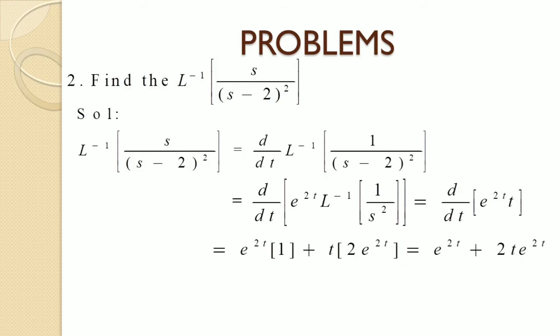So keeping e power 2t as it is and differentiating t, we get 1, plus keeping t as it is and differentiating e power 2t, we get 2 into e power 2t. Which is equal to e power 2t plus 2 into t into e power 2t. Now taking e power 2t commonly outside, we get the solution as e power 2t into 1 plus 2t.